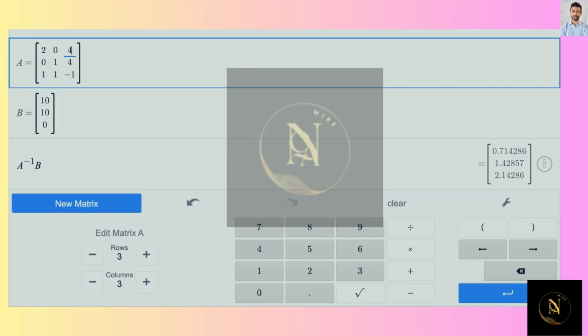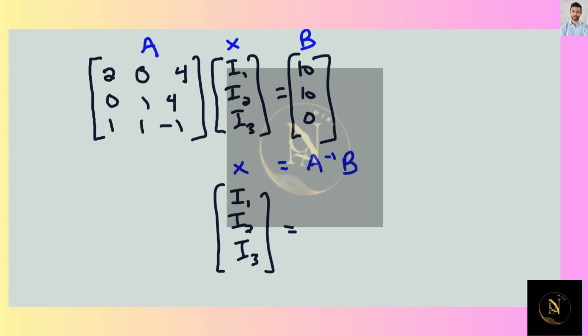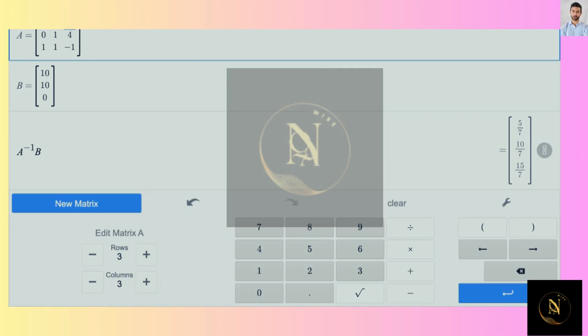Should be 2, 0, 4, 0, 1, 4, 1, 1, negative 1. There we go. Okay, so we get, I'll go to the nearest 3 decimals. Nope, I'll do them exact as a fraction. It would be 5/7, 10/7, 15/7.